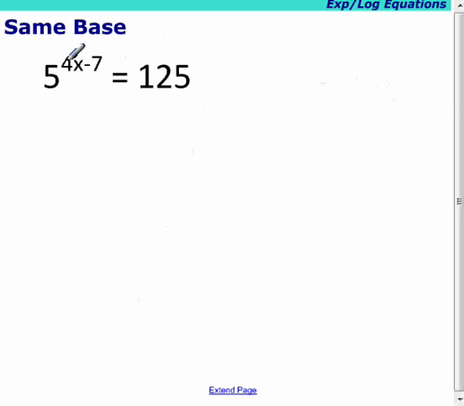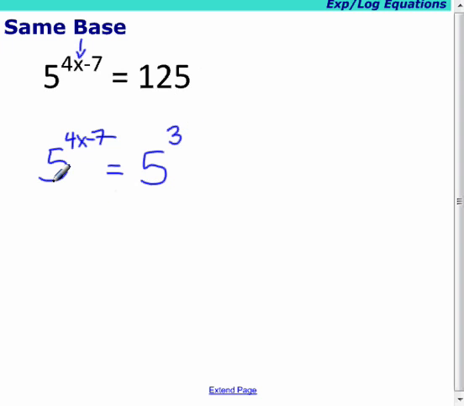First one. Here I've got 5 to the 4x minus 7 is equal to 125. I notice right away that my exponent has a variable in it. And so I have to implement strategies that I typically don't do when I'm solving an equation. And one of them, as I've indicated in the title of the slide, is to use the same base. So I look at 125 and it sticks out like a sore thumb because 125 is 5 cubed.